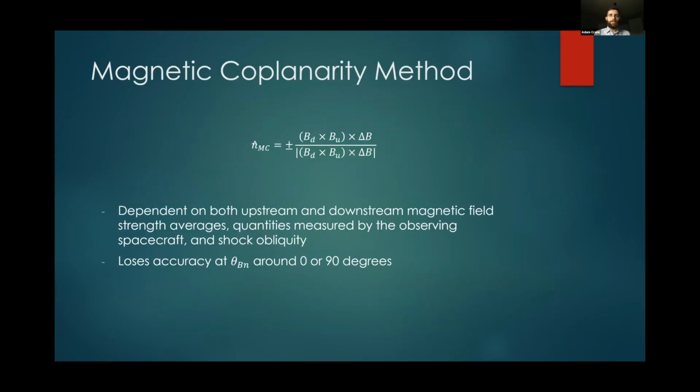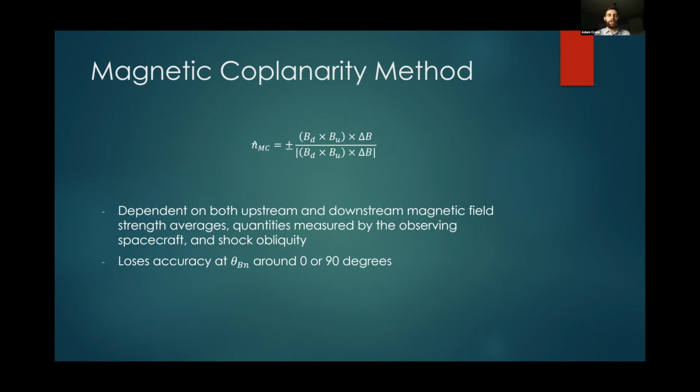So the magnetic coplanarity method makes several assumptions. First, it assumes that the upstream and downstream magnetic fields are in the same plane as the shock normal, or more simply, that they are coplanar. This is known as the Coplanarity theorem. A second assumption is that the magnetic field, both upstream and downstream, is stationary, meaning that the direction and magnitude of the field are constant.